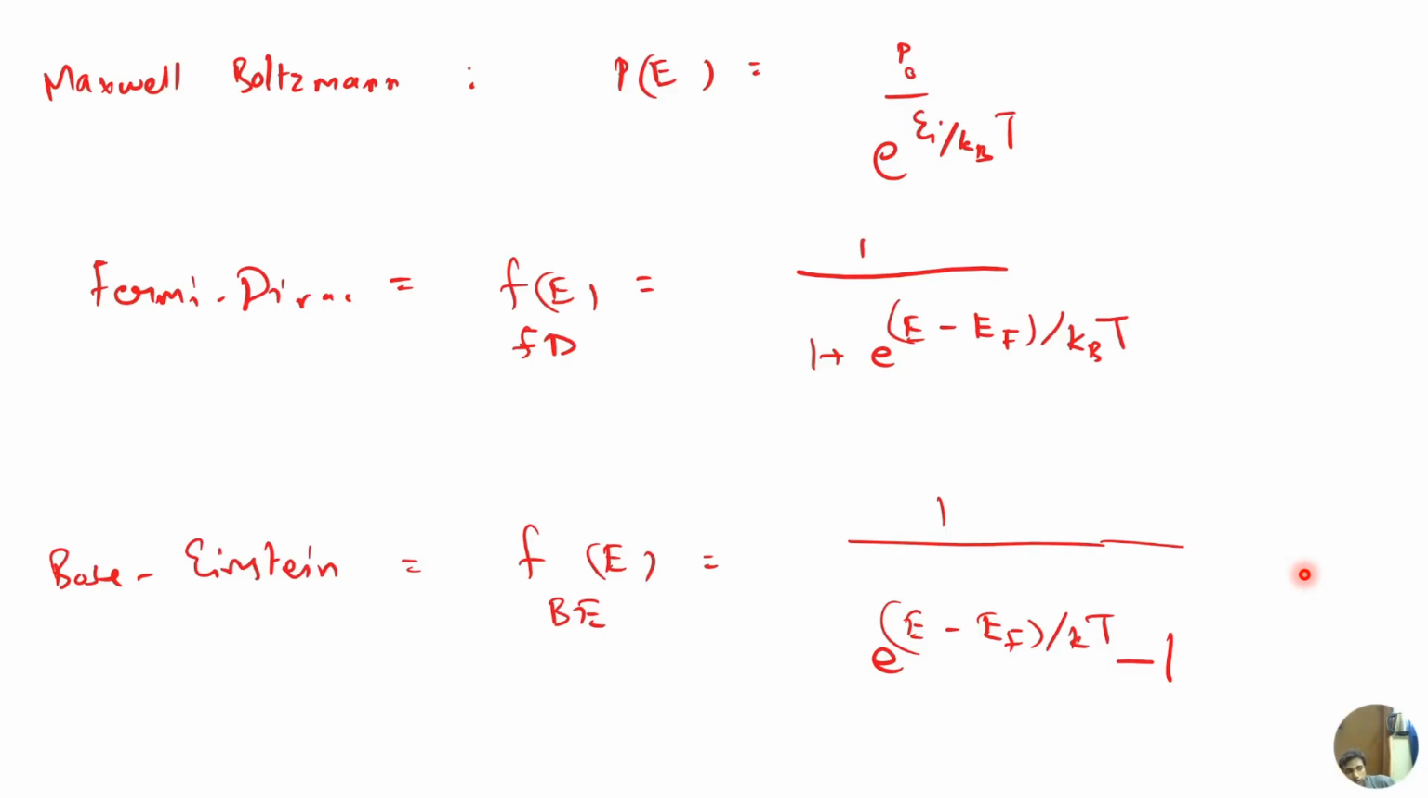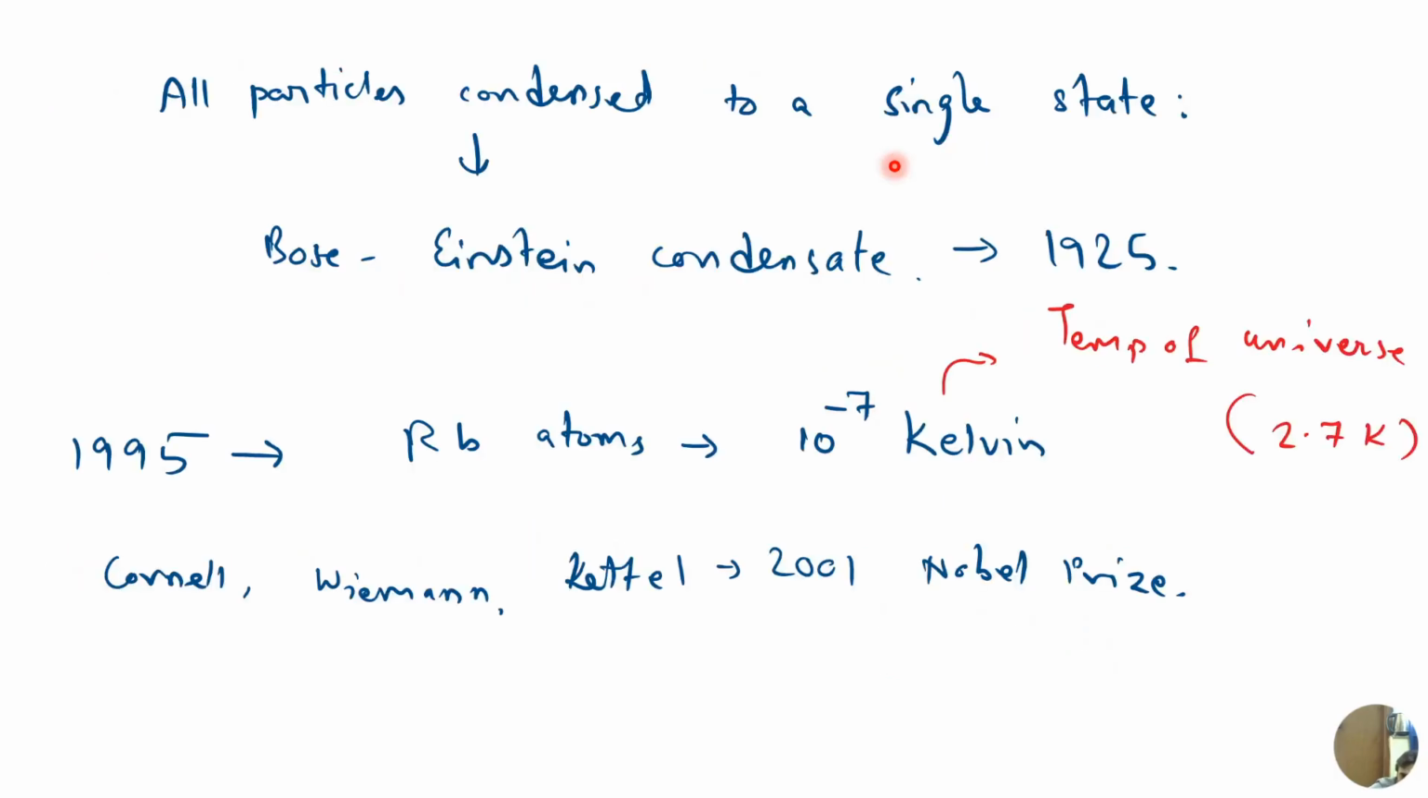And one of the fundamental reasons why this happens is the presence or absence of the Pauli exclusion principle. These two distributions assume that the particles are indistinguishable. But if the particles are distinguishable, they are classical particles, and they are given simply by P naught e to the power EI over kBT. Since Pauli exclusion is not valid for bosons, all particles can be condensed into a single state, and this is called the Bose-Einstein condensate.